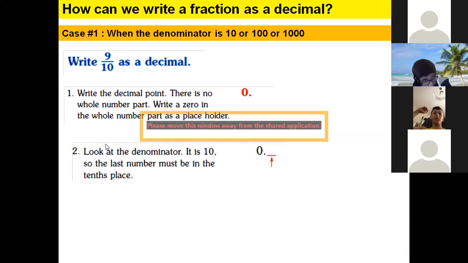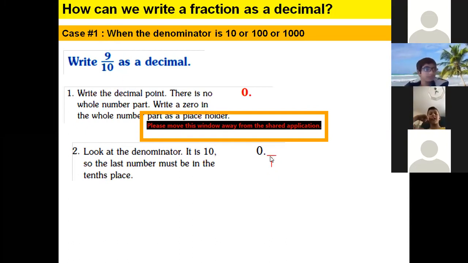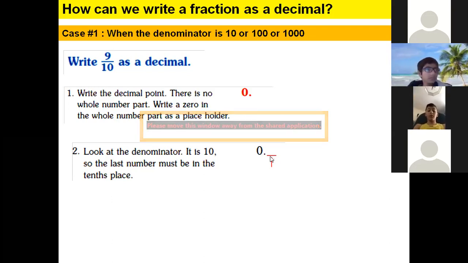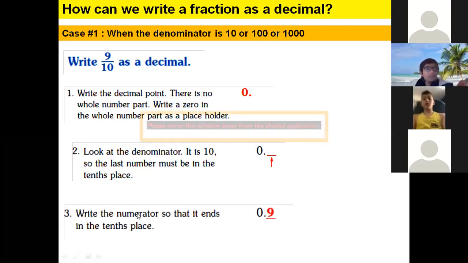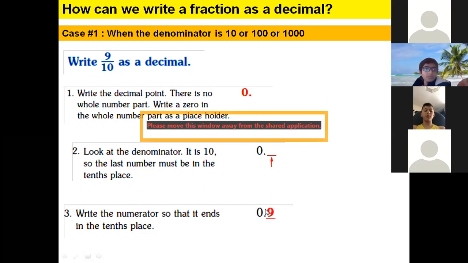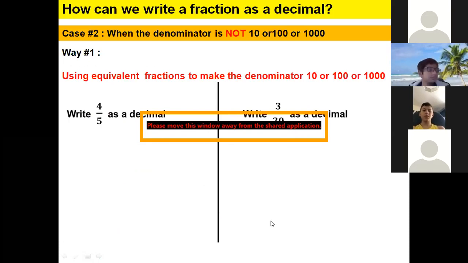Now, look at the denominator. Go back to your fraction. In the denominator, we have 10. That means we just need one digit after the point. One digit, we draw one bar in the tenths to place that number. What is the number that we should put in that part? It is the number of the numerator, which is 9. So we write the numerator on the tenths digit. So this is the correct way of writing this fraction as a decimal.